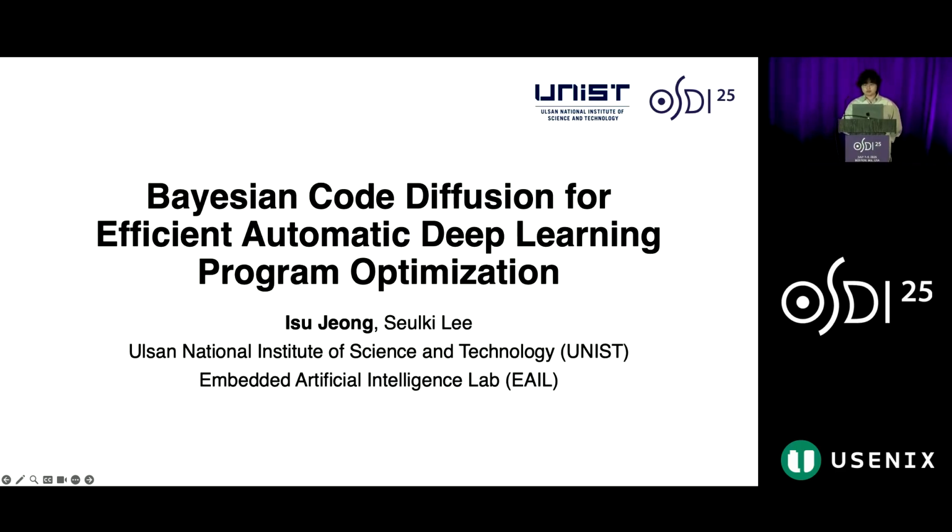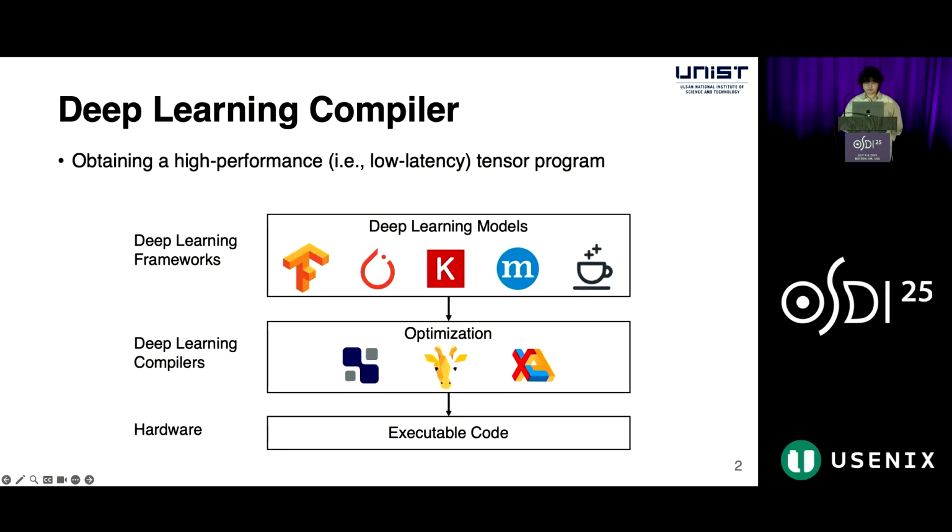Today, I would like to present our work, Bayesian code diffusion, for efficient automatic deep learning program optimization. Before we begin, I'd like to provide some background context. Deploying deep learning models across diverse hardware is not easy. So deep learning compilers were introduced. They take a model from various frameworks and generate code that is optimized for the target hardware.